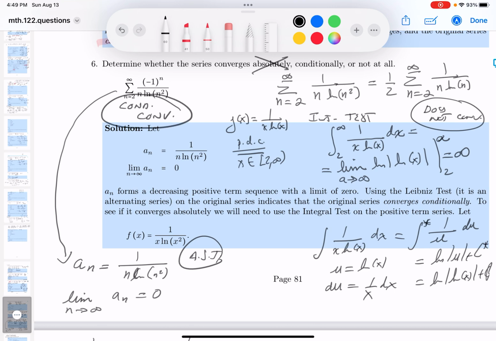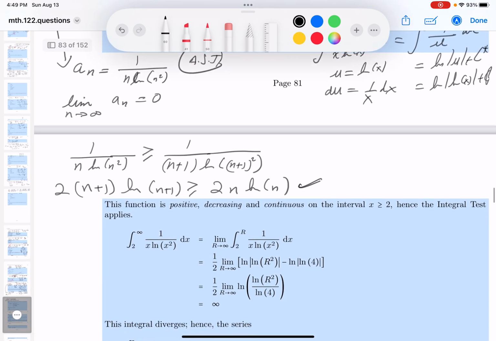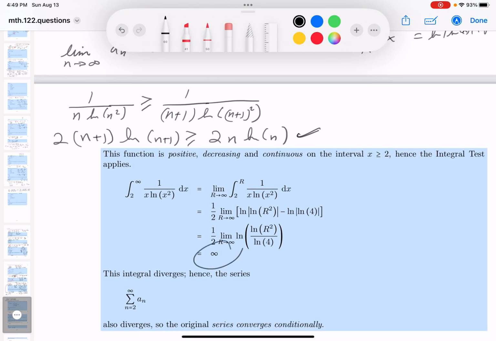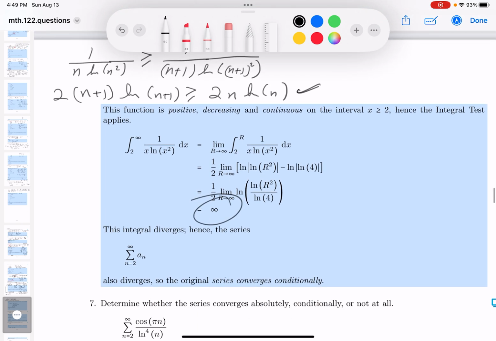All right, let's look at the work. You should be looking at the work. I do talk about the Leibniz test, and I think I mentioned the conditional convergence over here. I hope I did the integral test as well, and I did say it's infinity. So again, the series is conditionally convergent. Thank you.